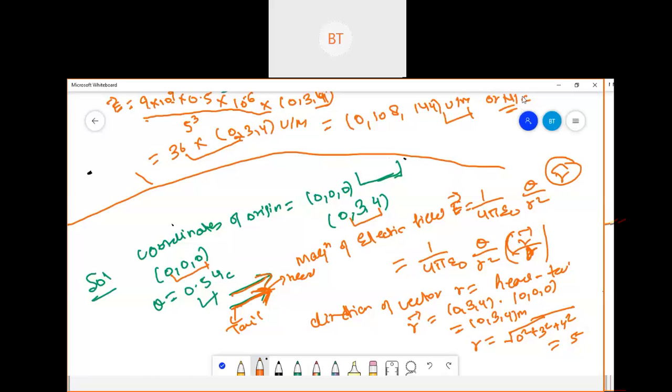So I think it is clear. First of all, we have to read the question. In that question, it was given that the first electric field coordinates were 0, 3, 4, and the second coordinates were the origin. Based on that, we calculated the magnitude. After that, we calculated the direction. For direction, we needed to do head minus tail. So how have we done that head minus tail?